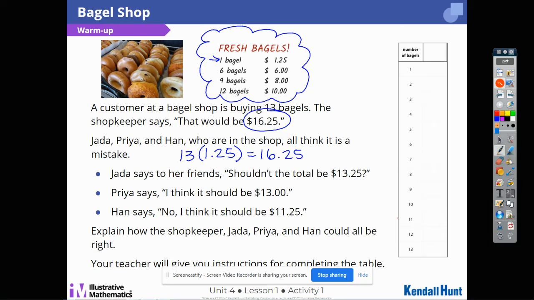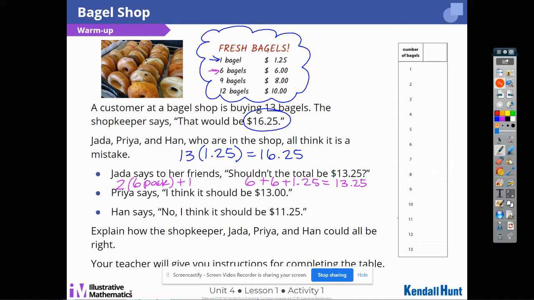What Jada did, Jada says, oh, well, I can get a 6-pack of bagels for $6. So I need 13 bagels, so I'll take 2 6-packs plus 1 bagel. All right, so that gives me 13 bagels, and that price is going to be $6 plus $6 plus $1.25, and that gives you $13.25. Okay, so that's how she's right.